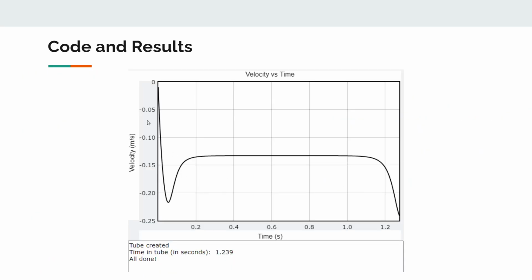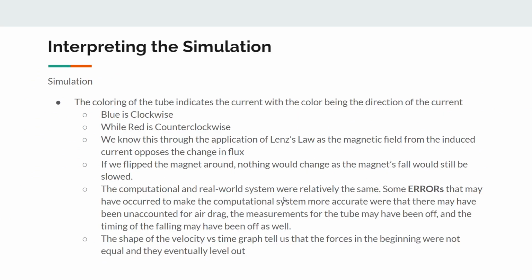Here are the results. Here's our velocity versus time graph, and here's the time down here. For interpreting the simulation, the color of the tube indicates the current, with the color being in different directions. The blue is clockwise, while red is counterclockwise, and we do this through the application of Lenz's law, as the magnetic field from the induced current opposes the change in flux.